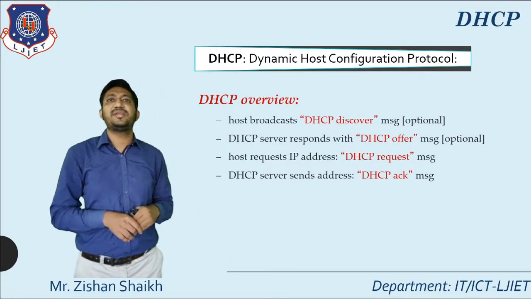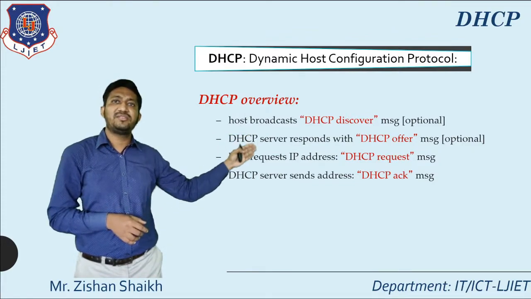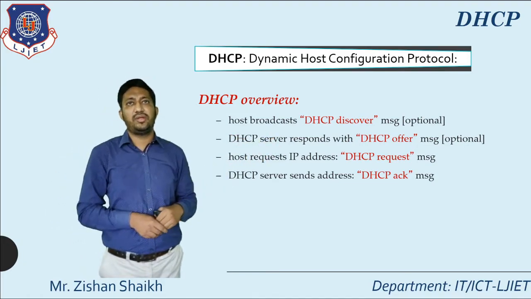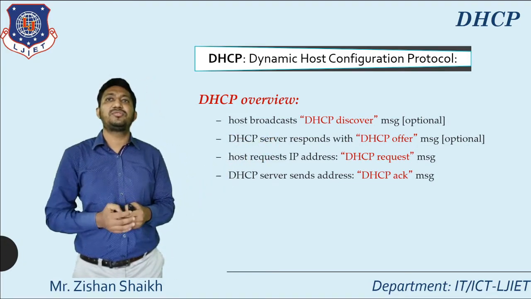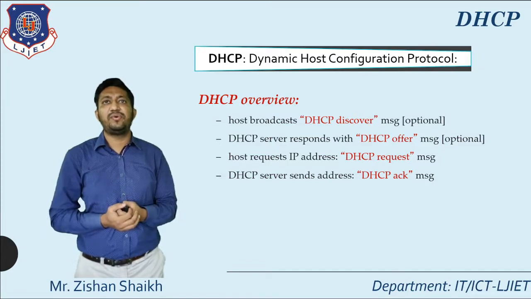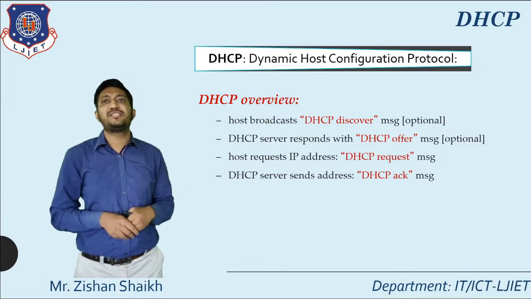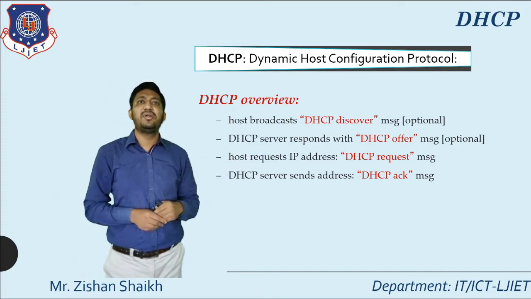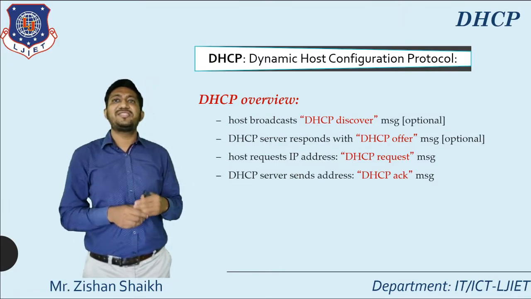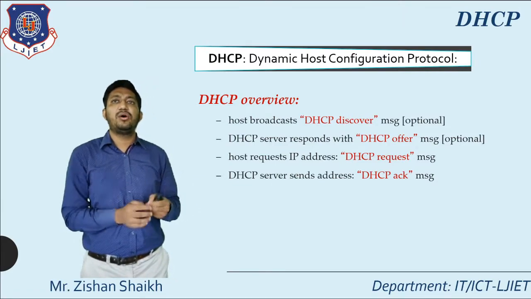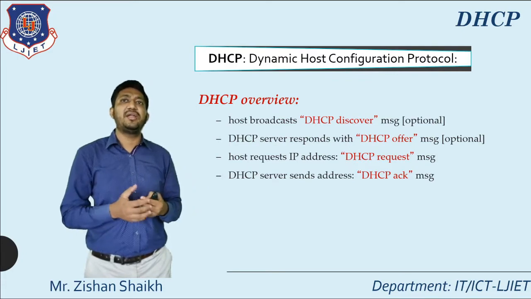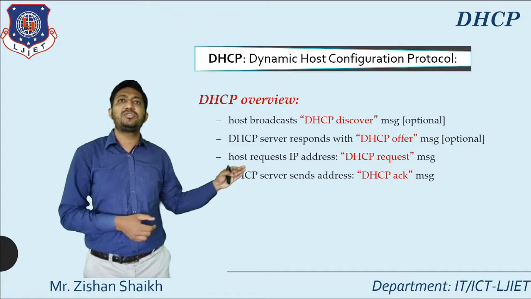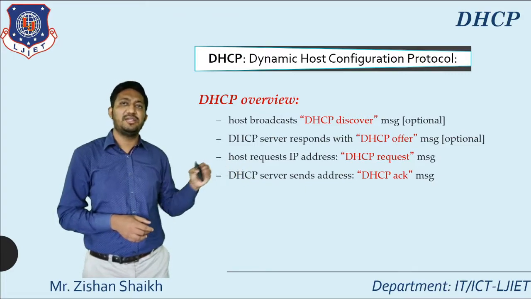So when we are talking about DHCP working, there are four categories. First is the host broadcast, the DHCP discovery, because if any device wants an IP address, first it joins the network and discovers whether some DHCP server is available or not. Next, the DHCP server responds with the DHCP offer. If the DHCP server is available, it generates the availability, whether it can assign an IP address or not, and that will be the second part.